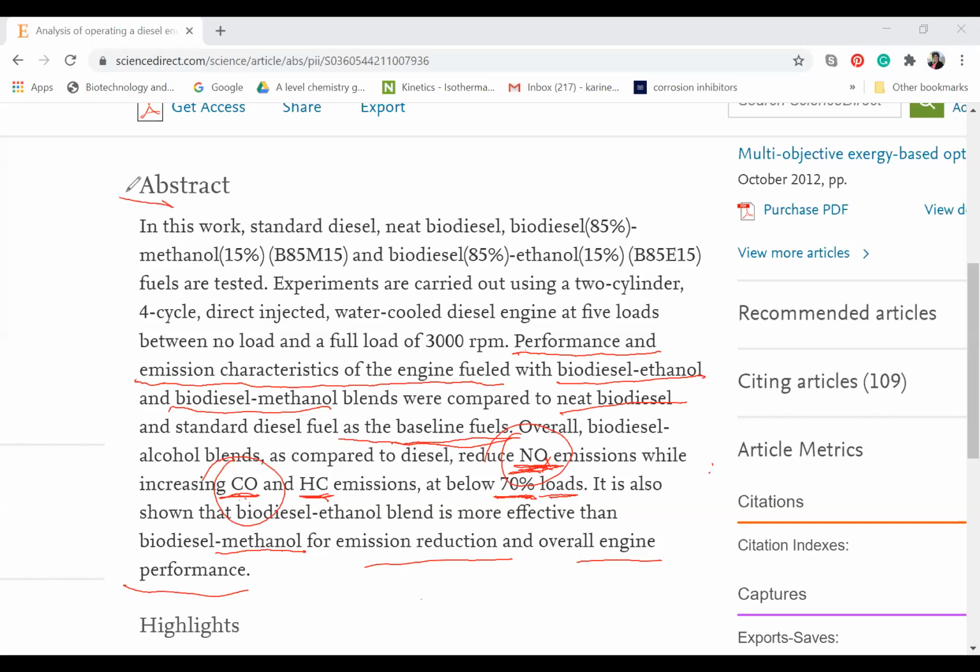So when I read this, I can come up with my own research design. I can drop the methanol. I can go for ethanol in different ratios. And I can drop the nitrogen monoxide. I can look at carbon monoxide. Also, I can choose to use the same engine they did, or I can use some other engine, which could be similar or completely different from this one.